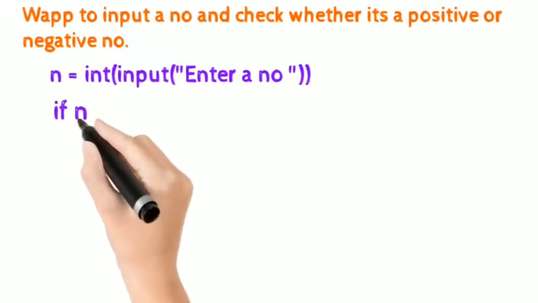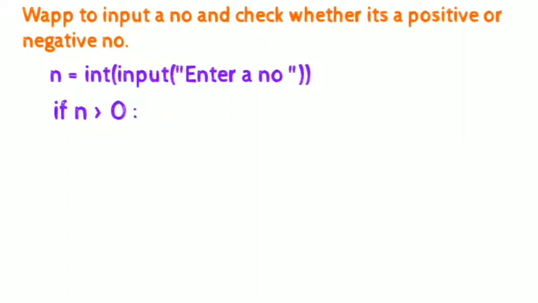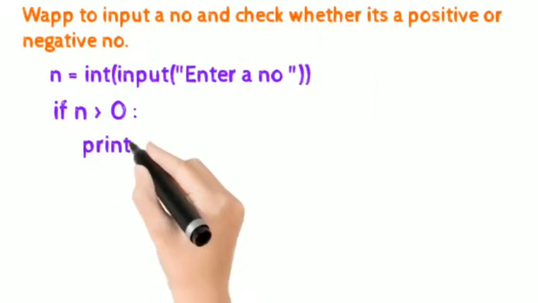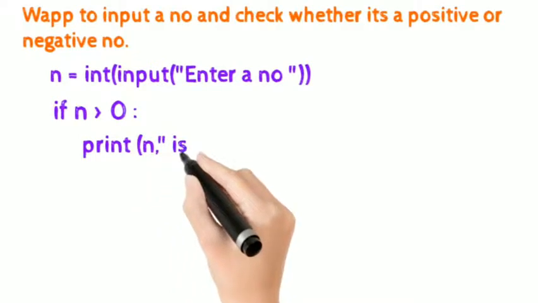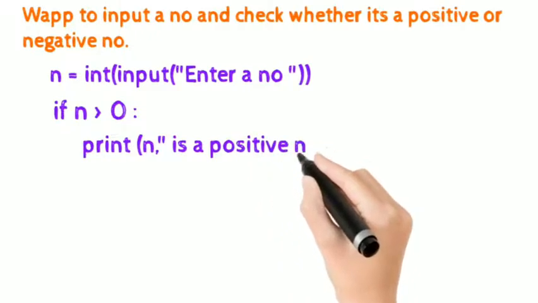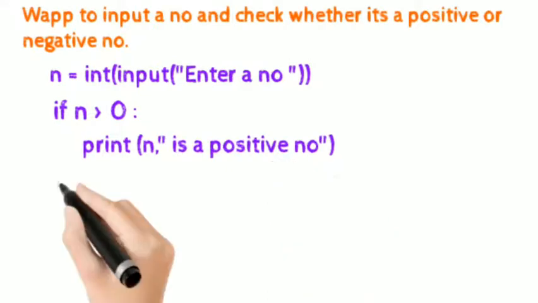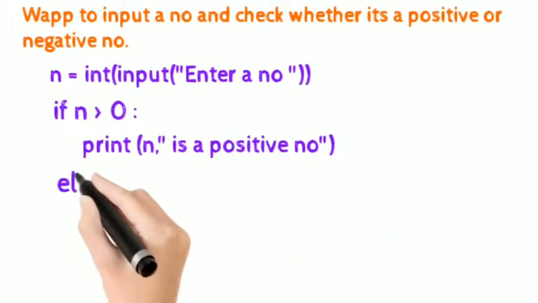Then the if statement is written: if n greater than 0 colon, as the syntax says to give a colon at the end of the if statement. So if n is greater than 0, then what will it print? It will print n is a positive number. The print statement is also a function. In this case there are two arguments: n, and "is a positive number" written within double quotes. That is a string and n itself is a variable. So both get concatenated and will show us if the number is positive.